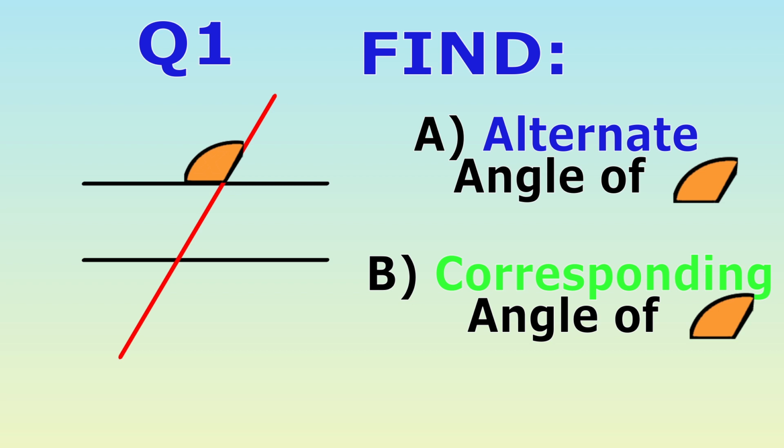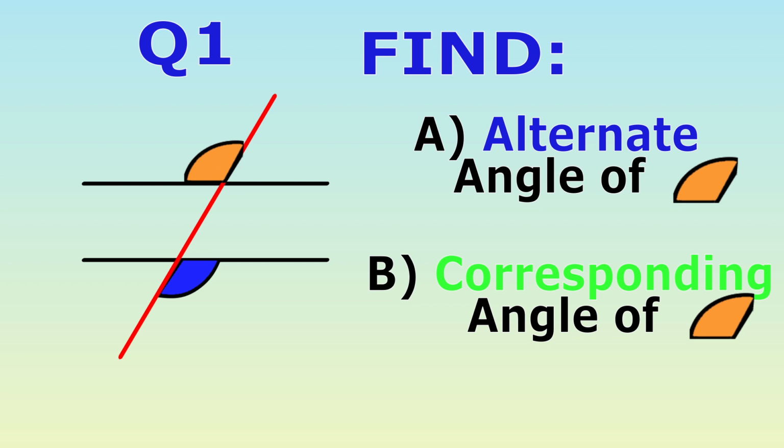So, do you remember how to find the alternate angle? We simply flip the diagram around 180 degrees. And the position which the orange angle lands in, that's our angle. So, the blue angle is the alternate angle to the orange angle.